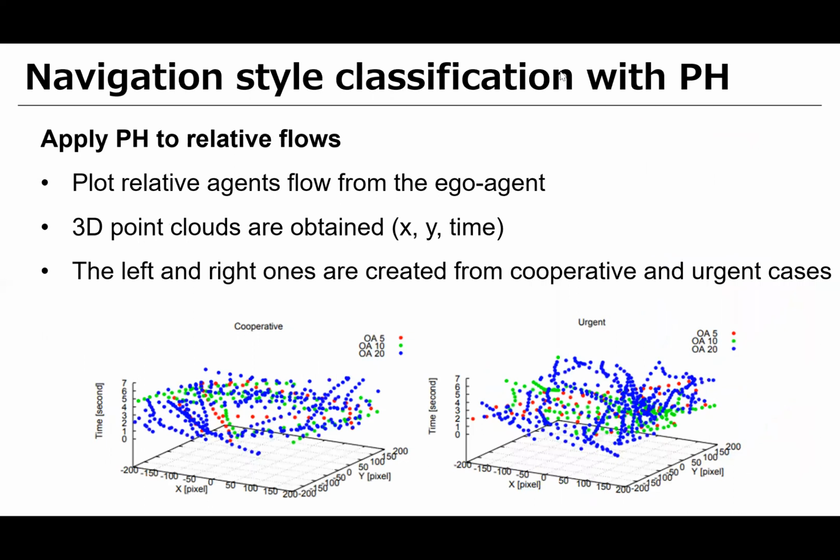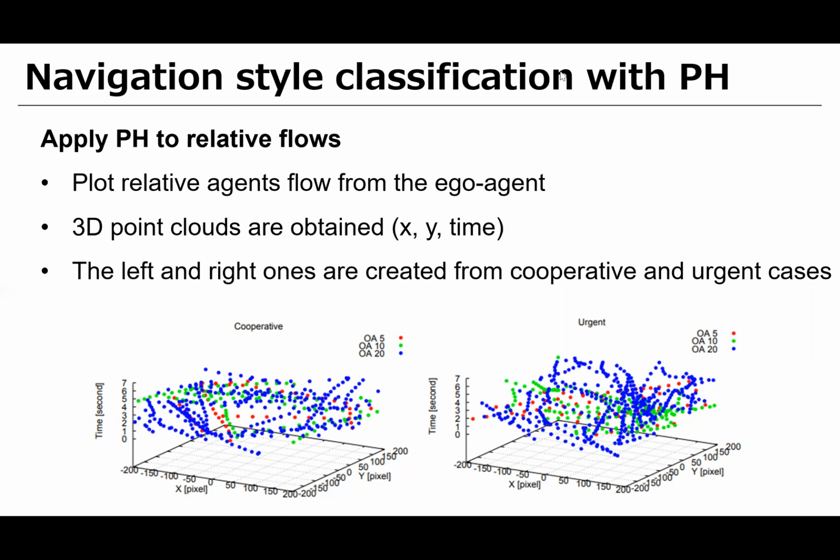We focus on this ability of persistent homology. We create a 3D point cloud from relative flows of the other agents. The ego agent moves by the joystick command, and its relative flows to other agents change. We plot the relative points according to the time axis, and we can have 3D point clouds as shown in the bottom figures. The left and right figures are obtained when the navigation instructions are set to cooperative and agent respectively. However, it is difficult to find specific patterns from the point cloud.